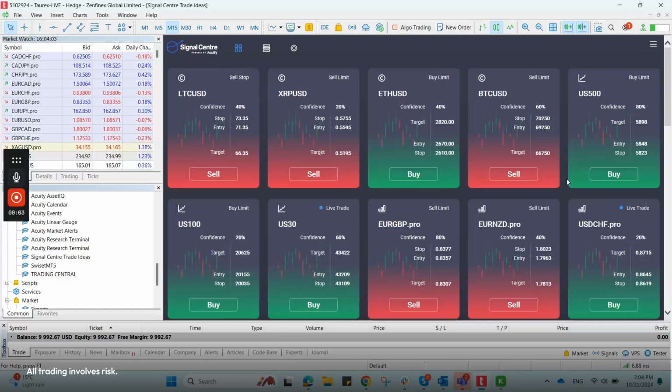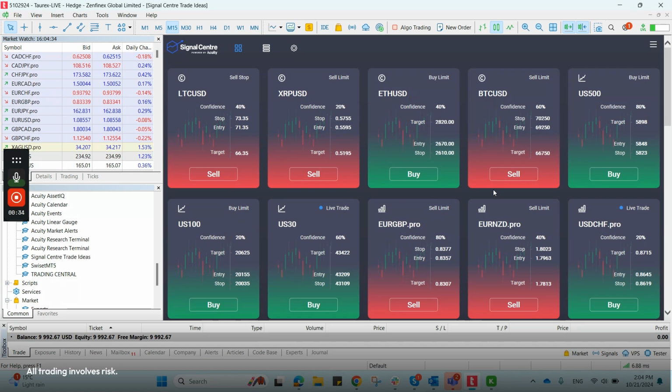Hi everyone, today I will be showing you one of the trading tools that Taurex offers, and it is called Acuity. Let's discover how our Forex traders can benefit from Acuity's advanced market sentiment analysis, real-time news tracking, and automated trading insights that can empower your Forex trading decisions, helping you stay ahead of the market with smarter strategies and enhanced risk management, all seamlessly integrated into your favorite trading platform.